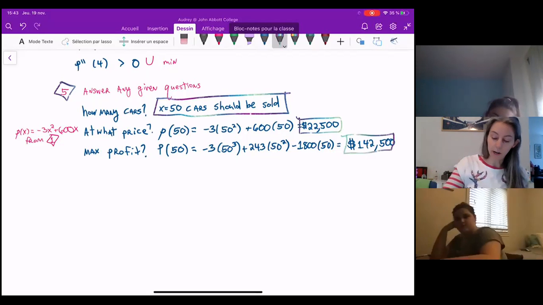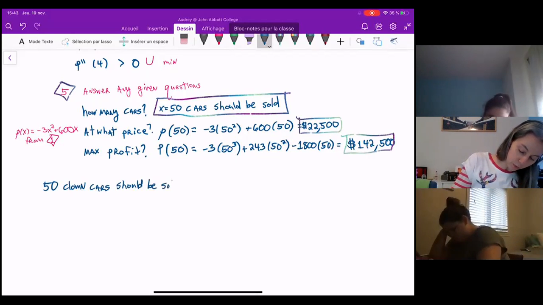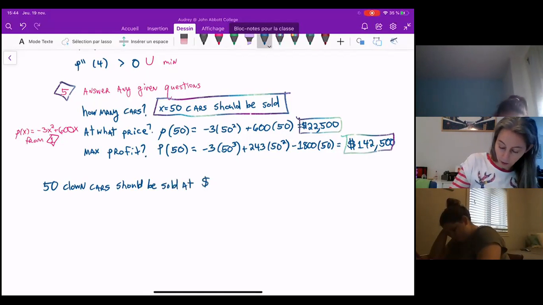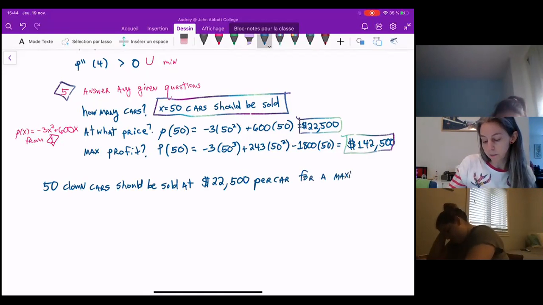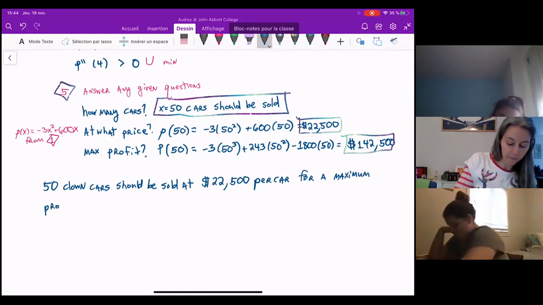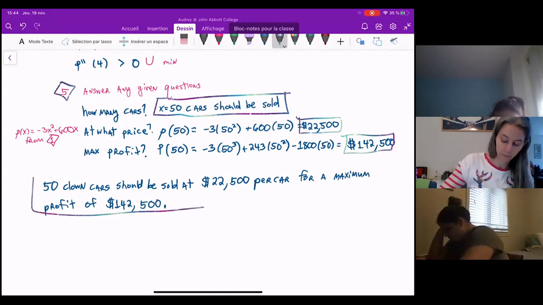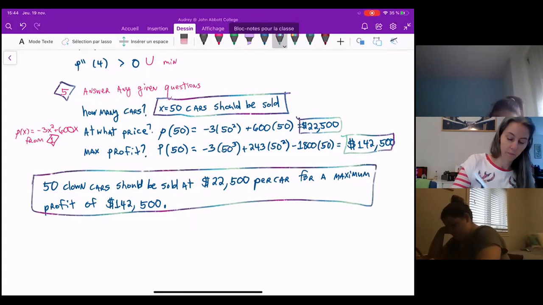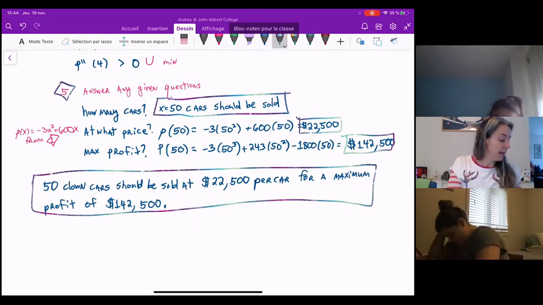So my final answer is 50 clown cars should be sold at $22,500 per car for a maximum profit of $142,500. And that is the final answer.